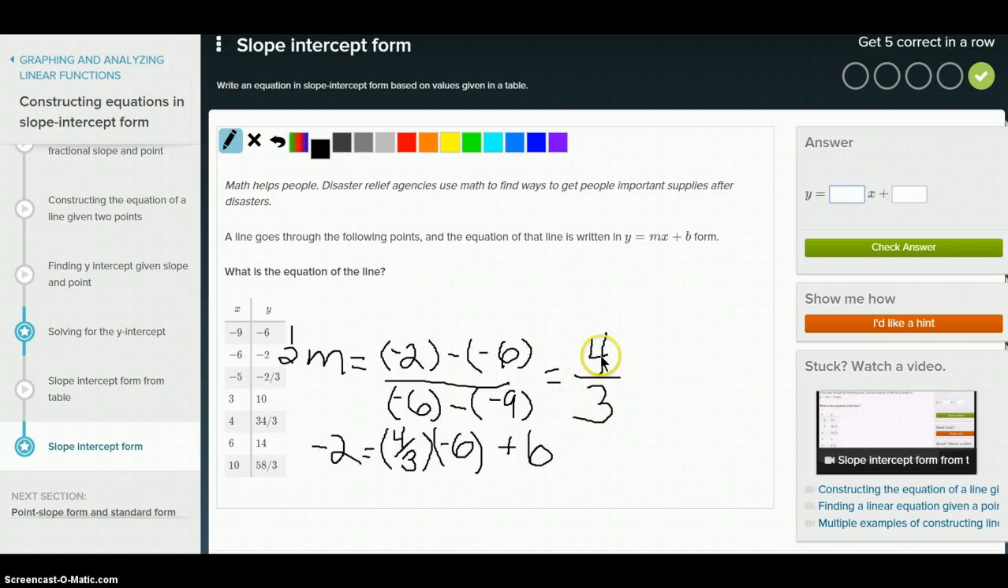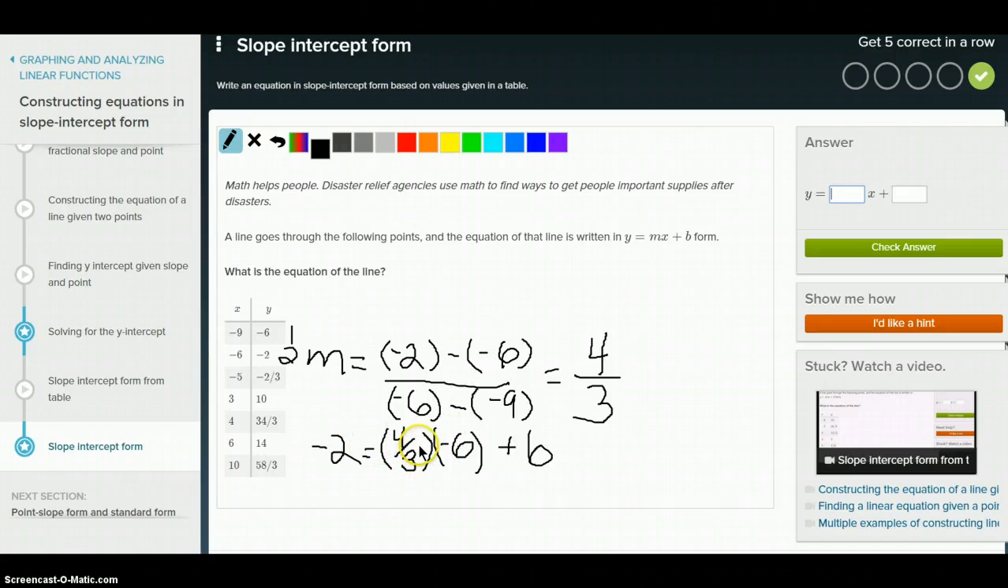Alright, so we're going to plug this slope into the slope-intercept form, and we're going to plug in point 2 to find the b value, to find the y-intercept. So we have negative 2 equals 4/3 times negative 6, and then plus b. Alright, so we're going to combine like terms and get b all by itself.